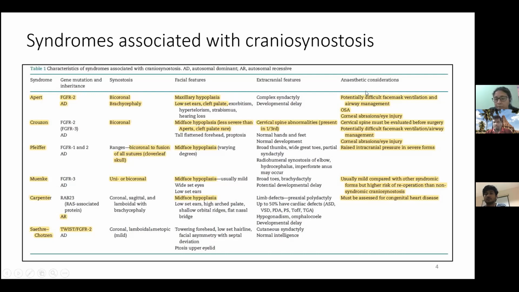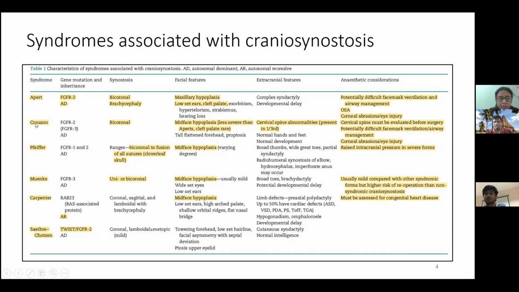In these patients, the primary anesthetic consideration is a potential difficult mask ventilation because of midfacial hypoplasia, resulting in distorted nasopharyngeal anatomy. They often have obstructive sleep apnea, and because of exorbitism and proptosis, corneal abrasions and eye injuries can be common in these patients. Coming to the next syndrome, which is Crouzon syndrome.